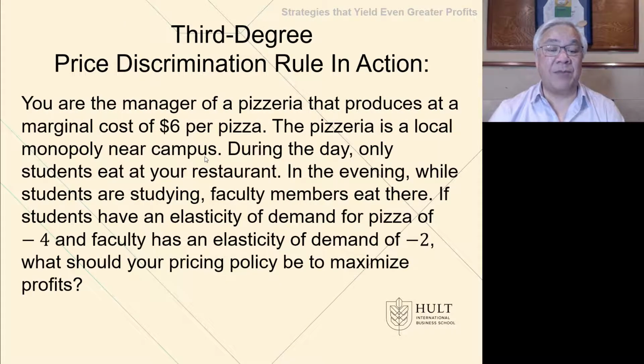So let's do an example. Let's move to a pizzeria and not movies. The marginal cost is $6. The pizzeria is in a local monopoly near a campus. During the day, students go there to eat lunch, and in the evening, students may be studying, and faculty members might eat there. So students would have a higher elasticity, let's call it -4, and faculty might have a lower elasticity of -2. So what should the pricing be to these two populations?